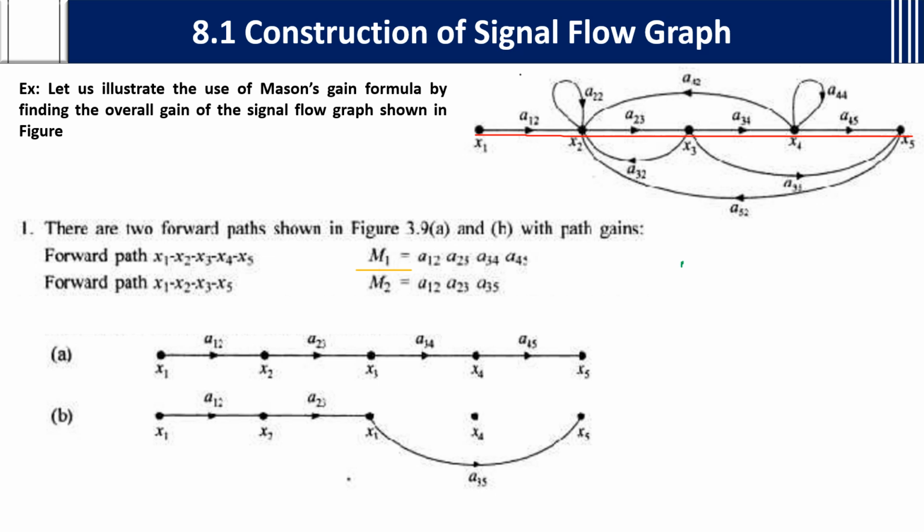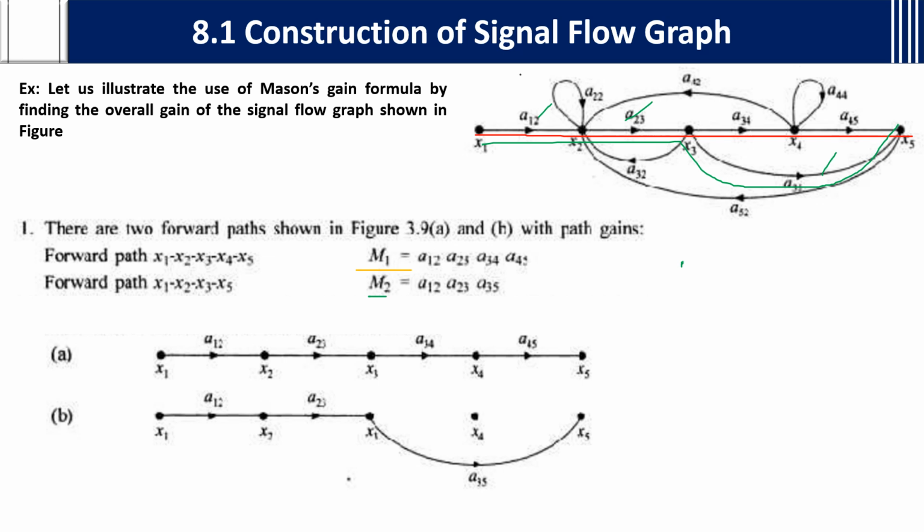So the next forward path is x1, x2, x3 and x5. This is the next forward path. The green color line is M2. M2 has the gains a12, a23 and a35.